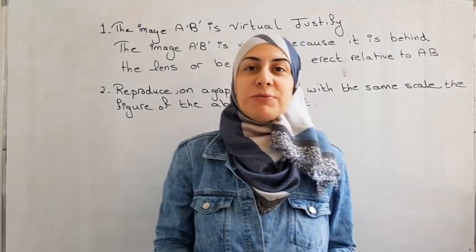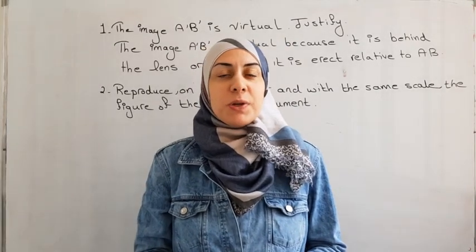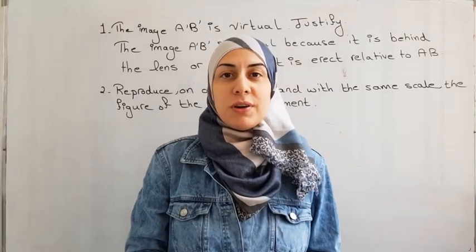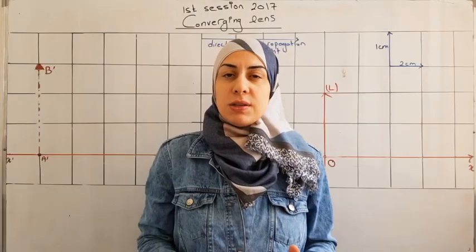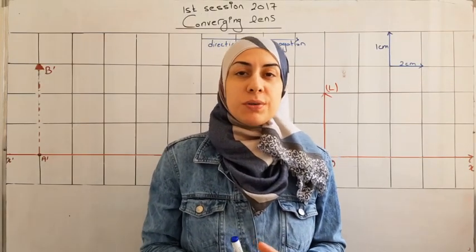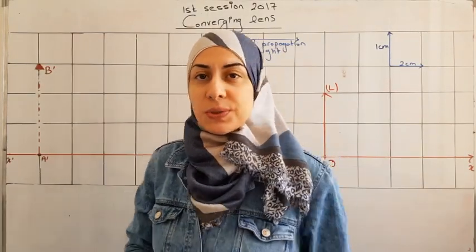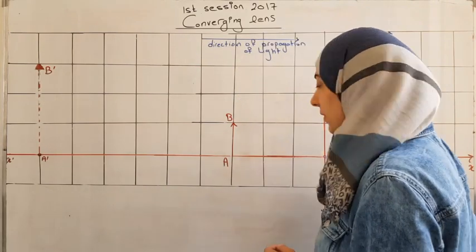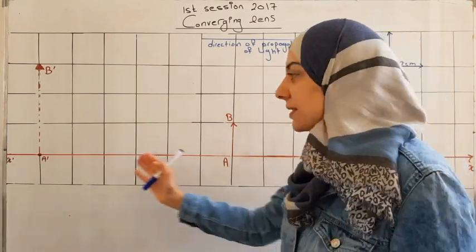In question 2, we have to reproduce on a graph paper and with the same scale the figure of the above document. In this part, you want to reproduce the figure on your graph paper. So what do you do? You draw the converging lens and the optical axis.